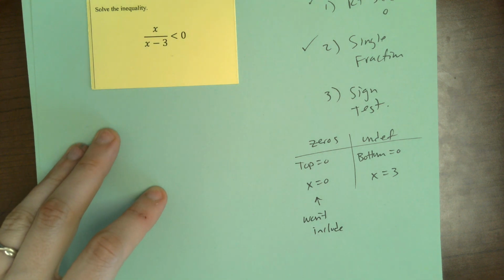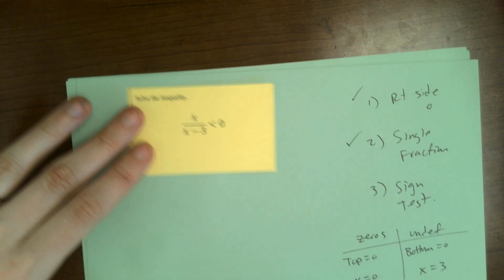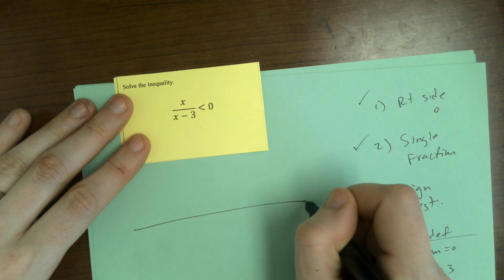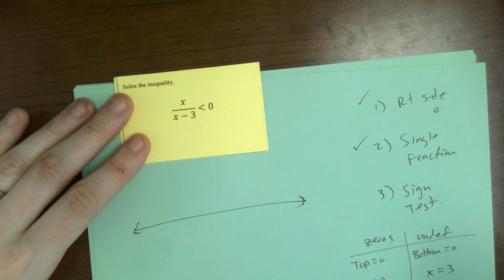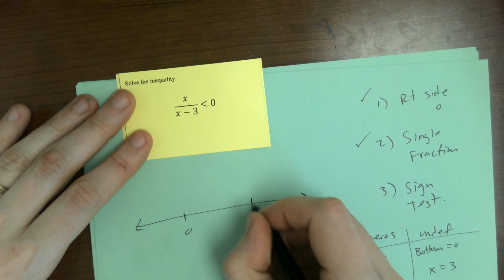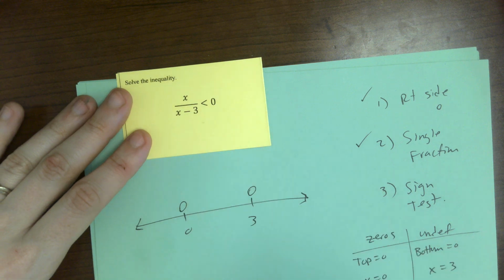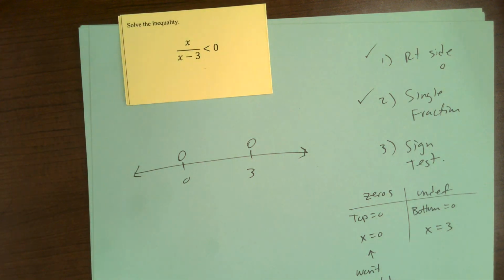We won't be including that. Okay, so now I do the number line. So we're still on the sign test. Number line, I'm putting 0 and 3. They both get open circles.